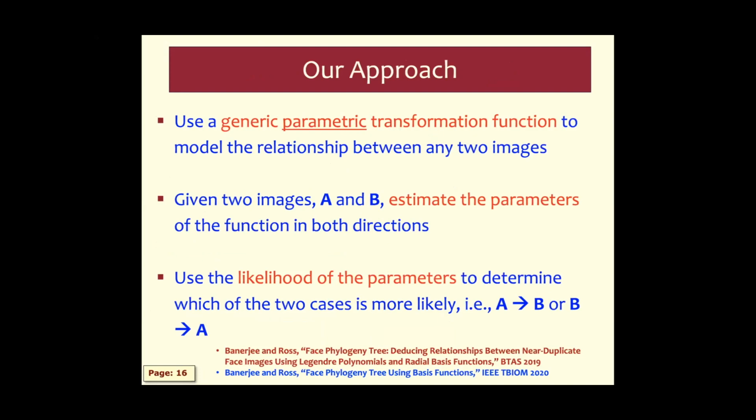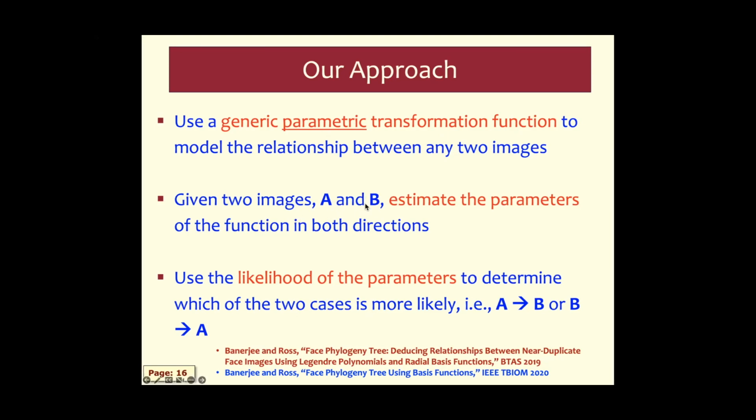So what is our approach? Well, we use a generic parametric transformation function to model the relationship between any 2 images. Again, generic parametric transformation function. The word generic is important, and the word parametric is equally important. Since we don't know the set of transformation functions that are being used, we just use a very generic form, as you will see shortly.